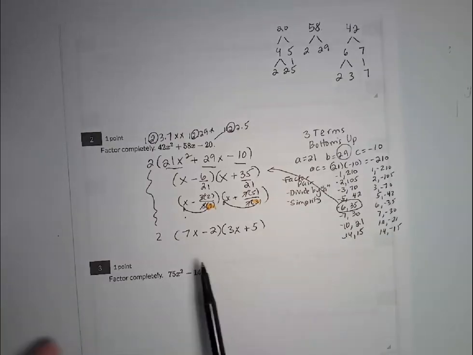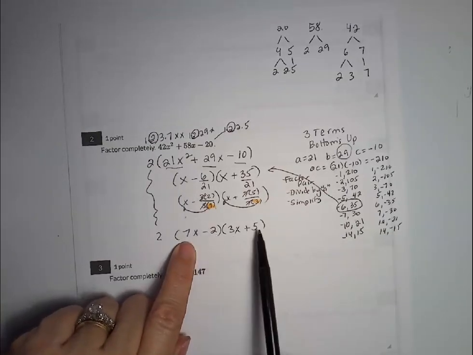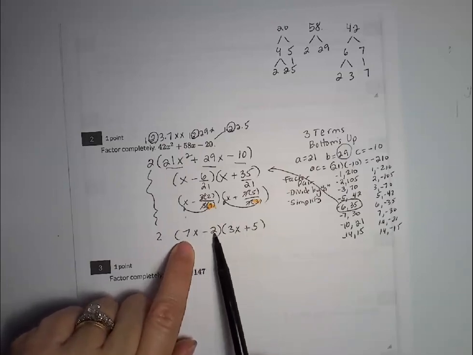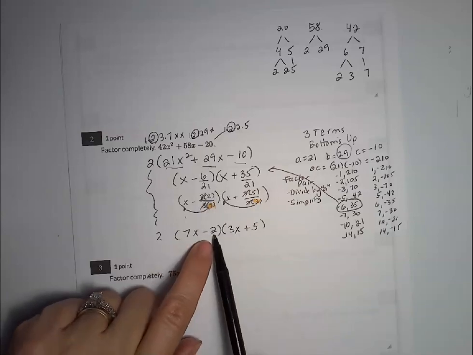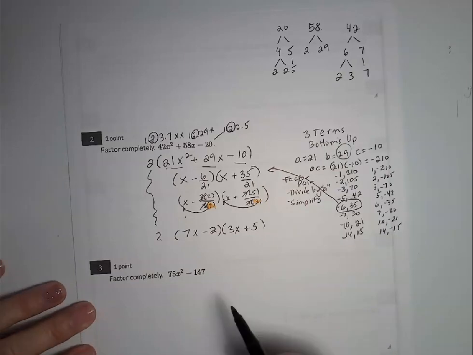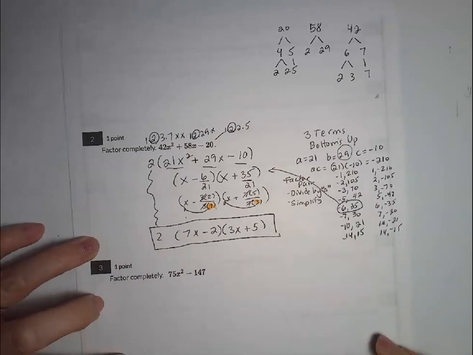And I would check that. I would say 7x times 3x, that's 21x squared. And then 7 times 5 is 35, minus 2 times 3 is 6. So 35 minus 6, that is 29. And then I would check my last term times my last term. So negative 2 times 5 is negative 10, and that is correct. So this is completely factored.